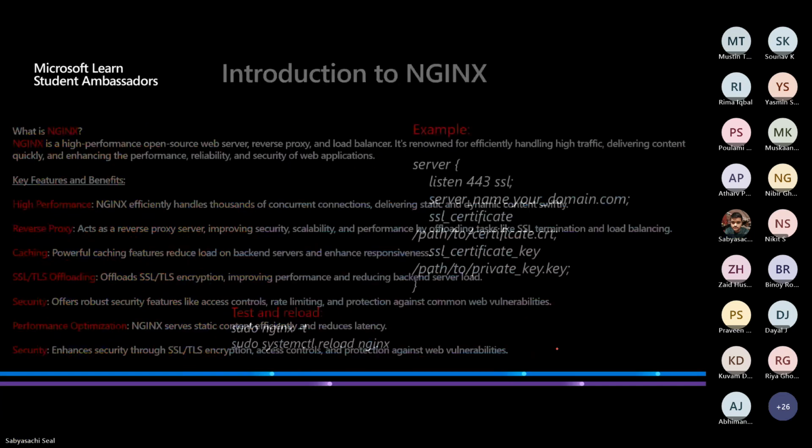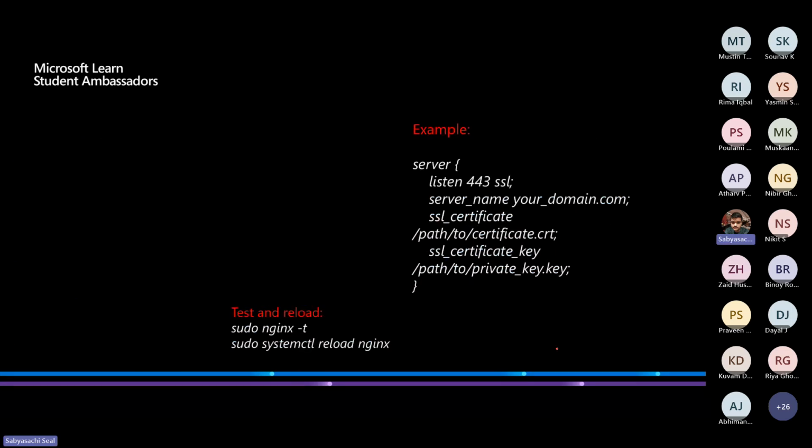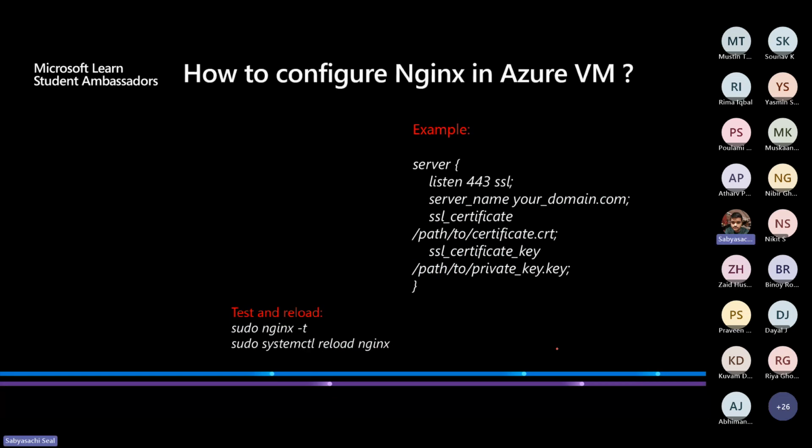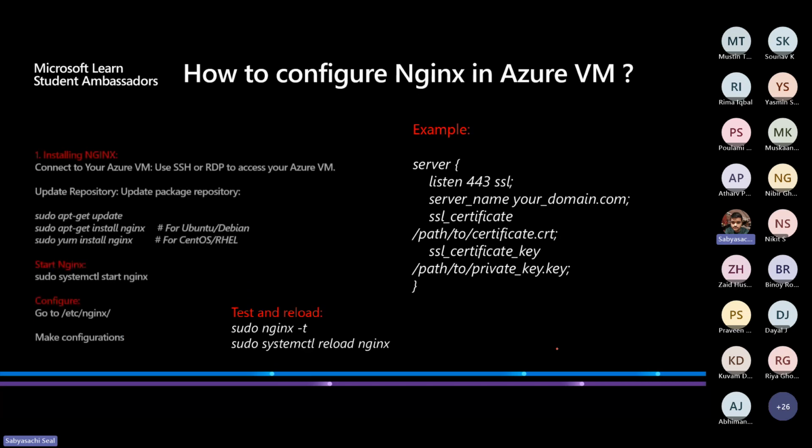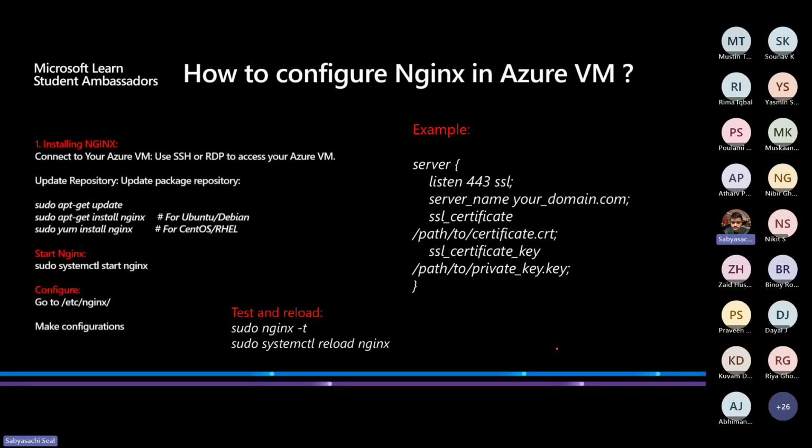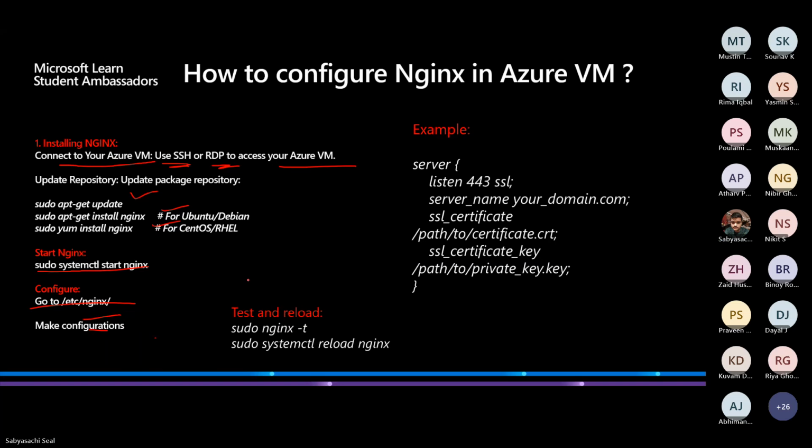So let's look at this. This looks like a very weird server block, right? But let me tell you what this is. This is how to configure NGINX in Azure virtual machines. Firstly, you would need to connect to your Azure virtual machine, right? You can use SSH or RDP to access it. Then you need to run these 3 commands. Then you can start NGINX and make configurations, right? I will show you how to make the most basic server configuration in NGINX and how to get it hosted.